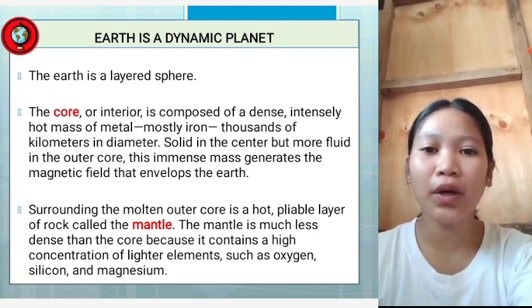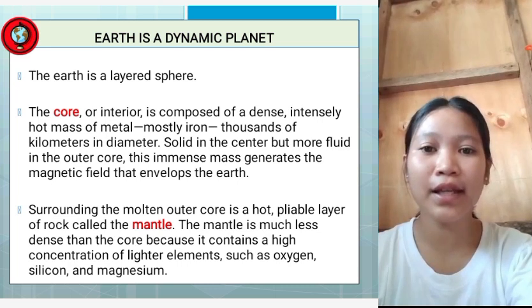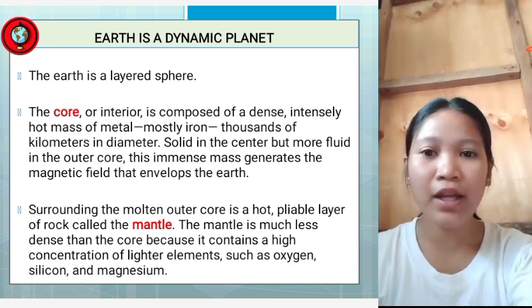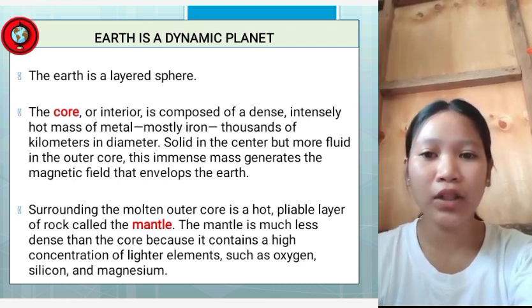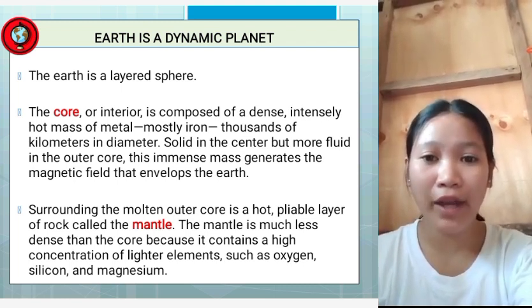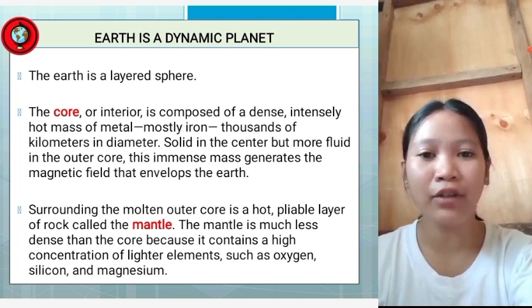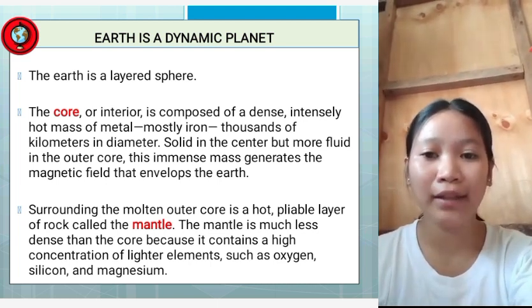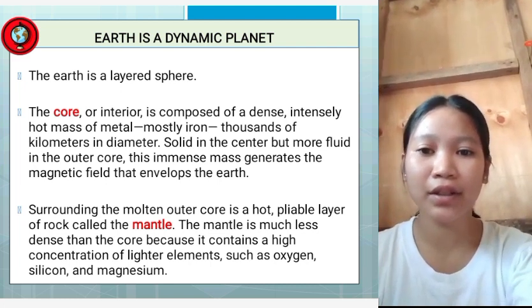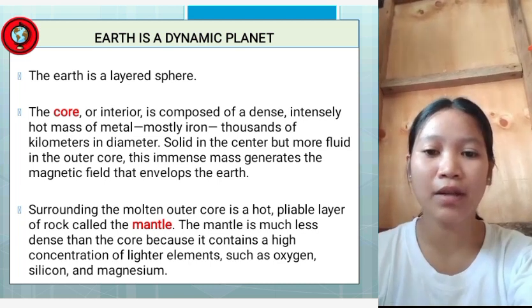Surrounding the core is the mantle, a pliable layer of rock rich in silicate minerals, driving plate tectonics through mantle convection. Plate tectonics shape our planet's surface and influence geological phenomena like earthquakes and volcanoes. Understanding these layers is crucial for predicting natural hazards, studying climate patterns, and managing Earth resources sustainably.